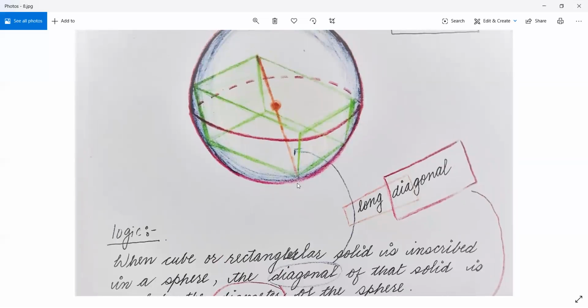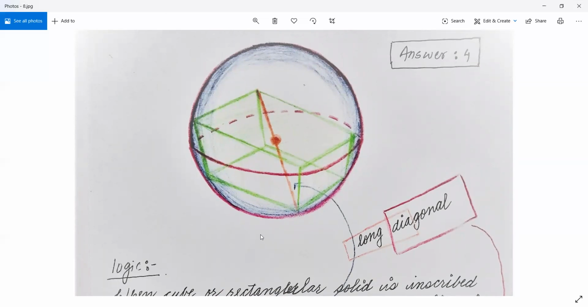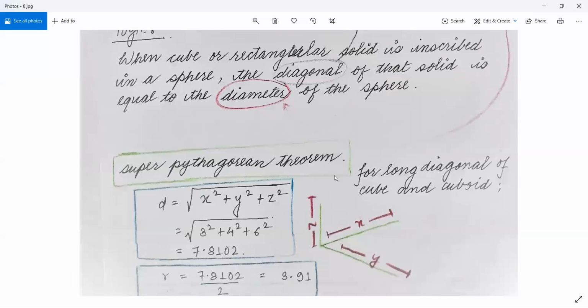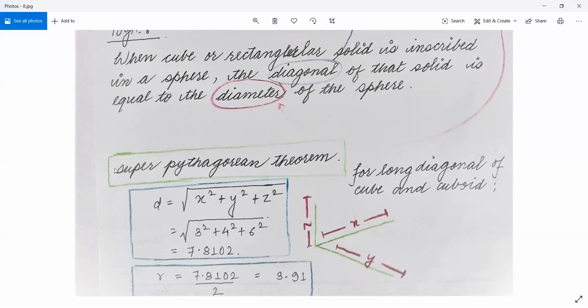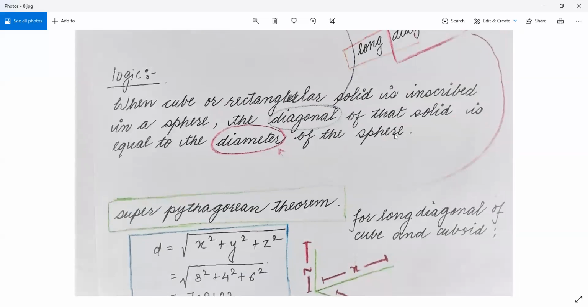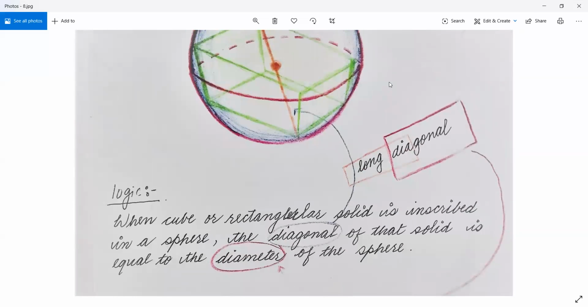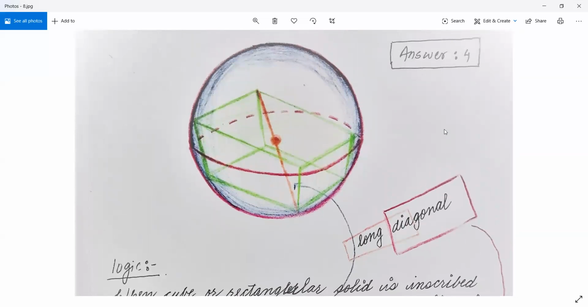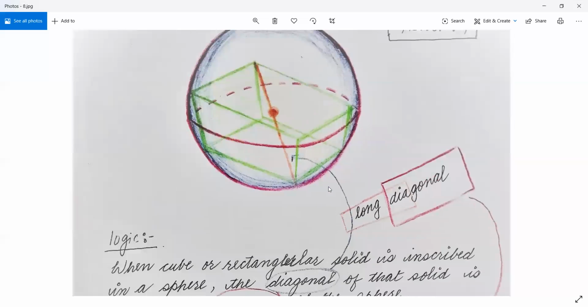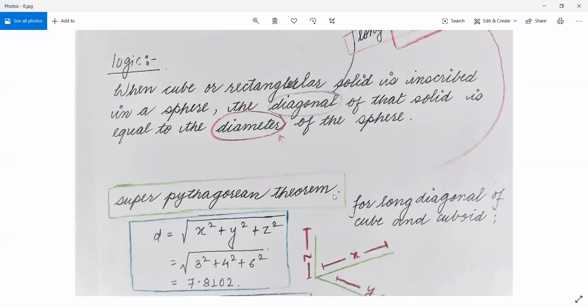So you can know that if any rectangular solid is inscribed in a sphere, then the diameter of the sphere is equal to the body diagonal of the rectangular solid inscribed inside the sphere. For that, you need to have a concept of the super Pythagorean theorem. The super Pythagorean theorem tells you that if you are given the length, breadth, and height of a rectangular solid, which includes cube and cuboid, then you can take out the body diagonal by using the super Pythagorean theorem.